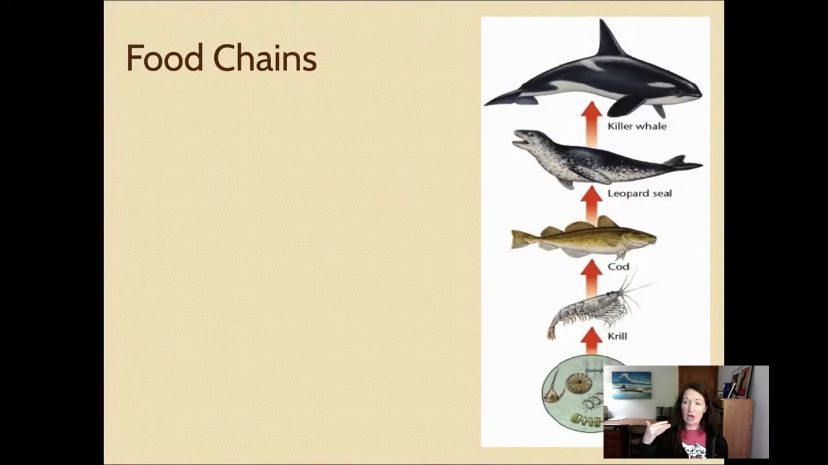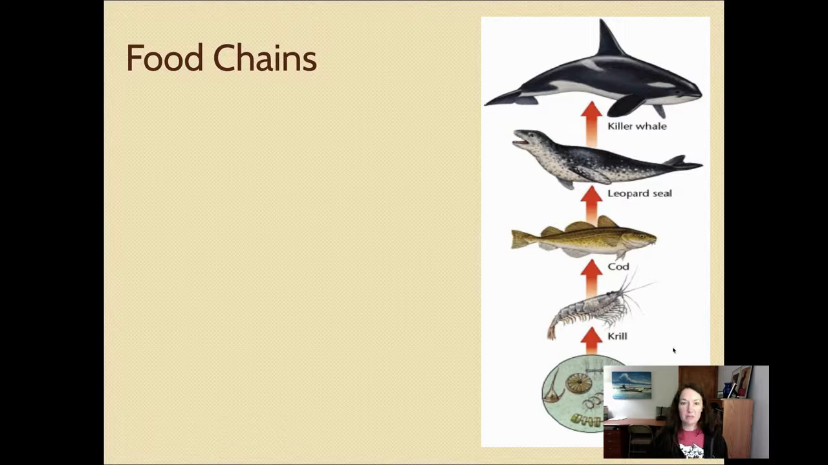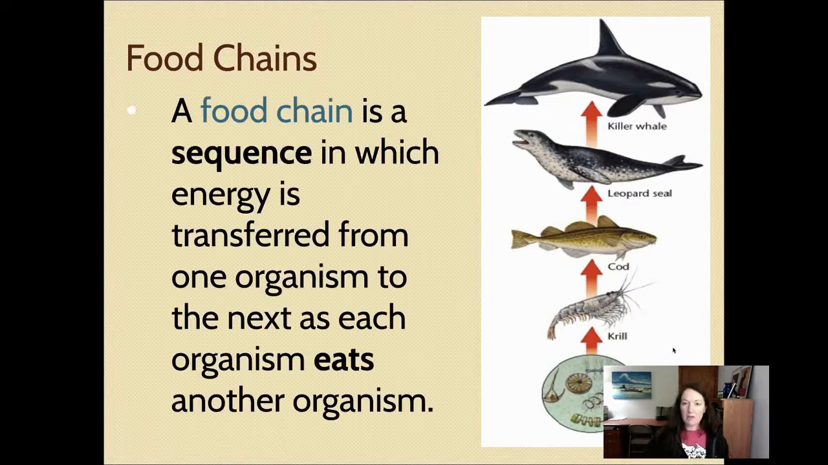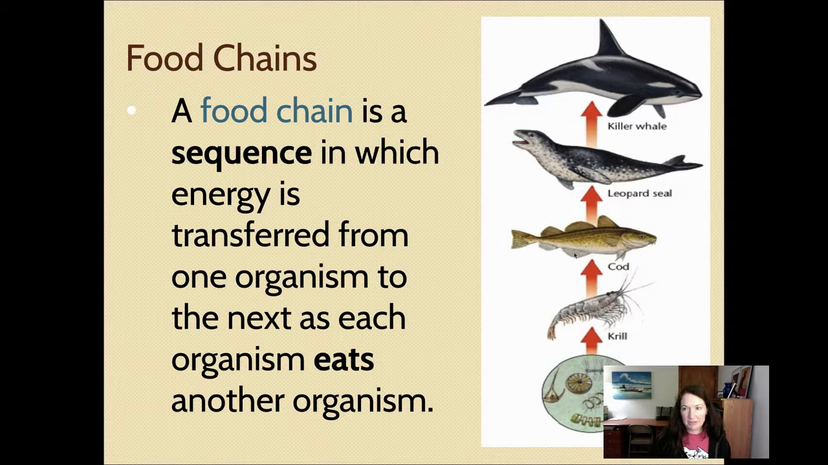Food chains are modeled in this trophic level way. So you start at the bottom of the food chain or the bottom trophic level, and then as organisms eat one another, you're moving up trophic levels. A food chain is a sequence in which energy is transferred from one organism to the next as each organism eats another organism. So the krill is eating the algae. Krill is just a type of shrimp or similar to shrimp. Cod will eat the krill, and that energy gets transferred to the cod. The leopard seal eats the cod, and that energy gets transferred to the leopard seal.